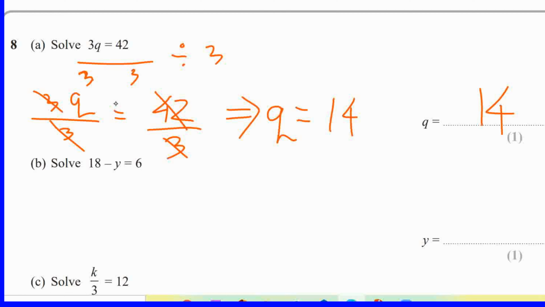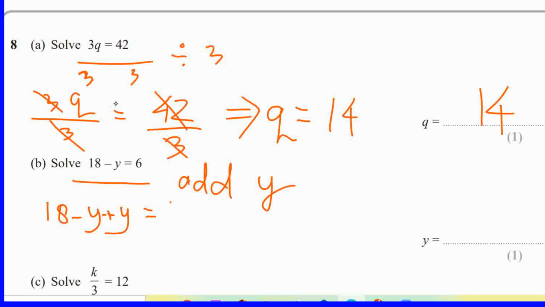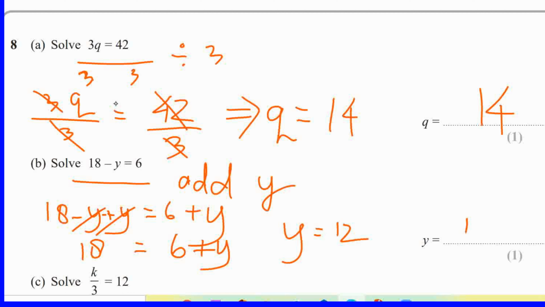or 18 minus y equals to 6. Of course, we have to add y. So 18, the opposite of minus y is add y, minus y plus y cancel, so 18 equals 6 plus y, and y goes to 12.